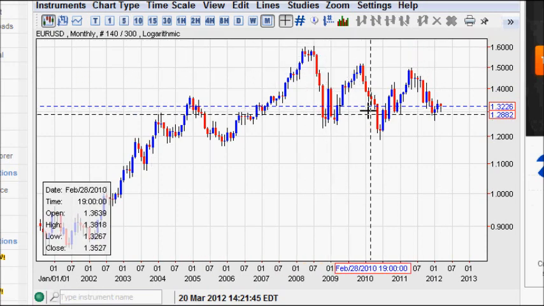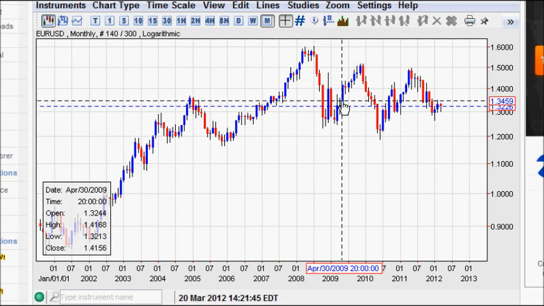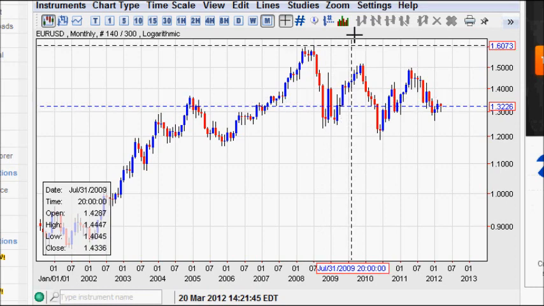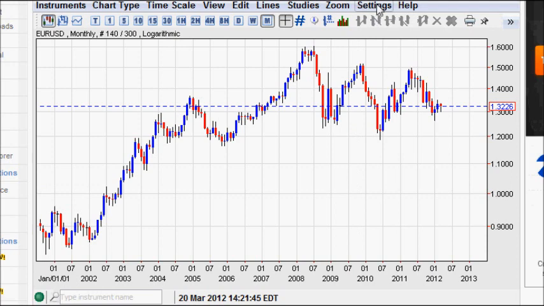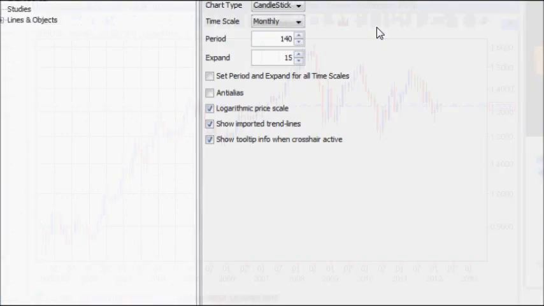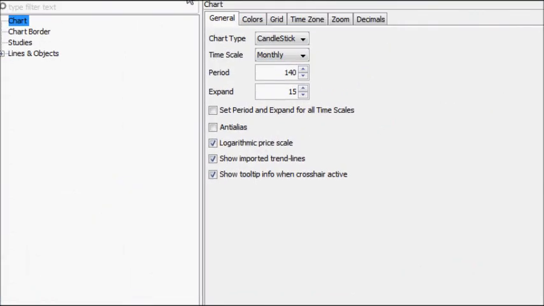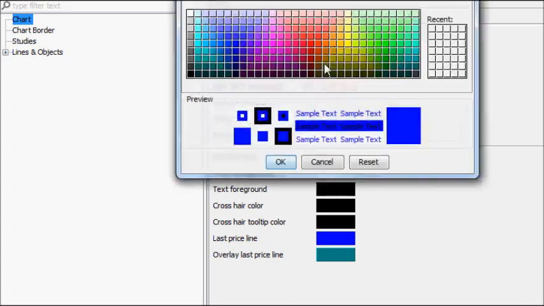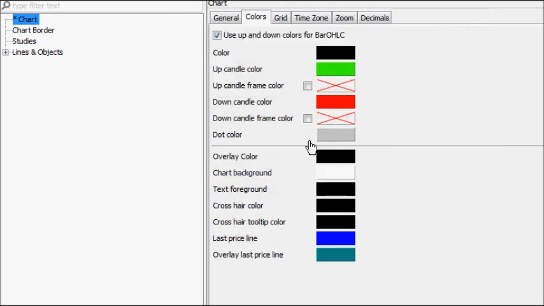I don't like blue up candles. I would rather it be green, and therefore to change that, you go into the settings and then click on chart. And this is what we'll get. And for the colors, we can change the up one to some sort of greenish color. And the down candle, of course, is currently set at red.